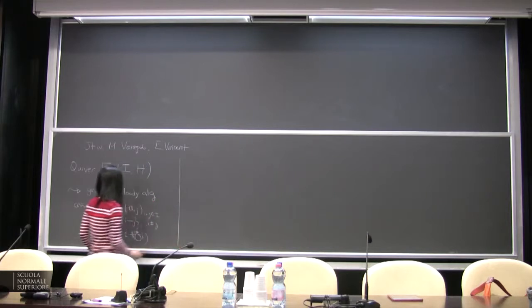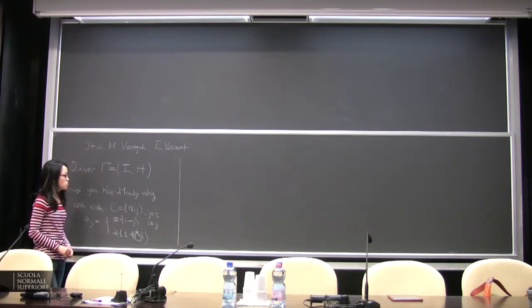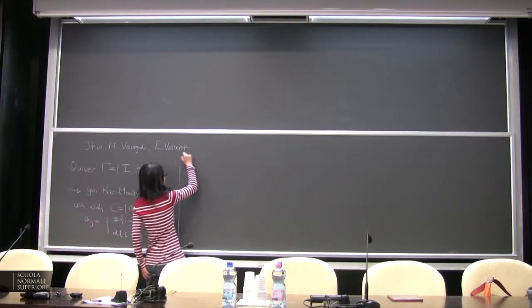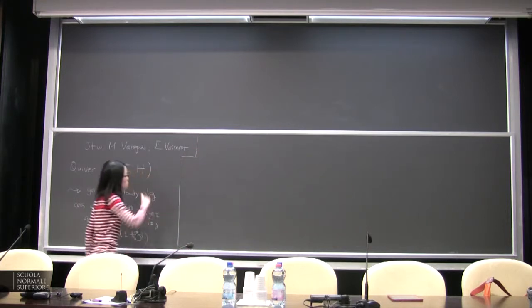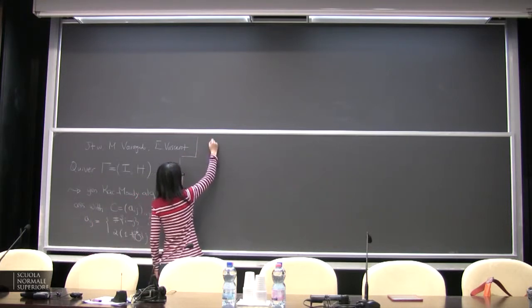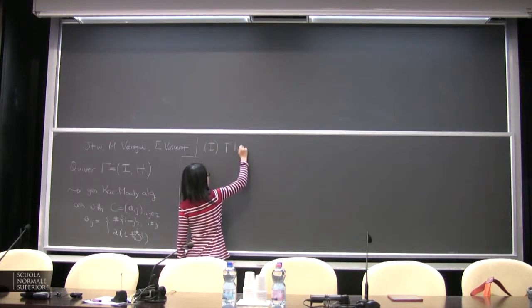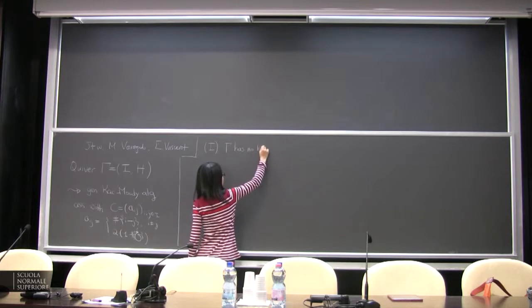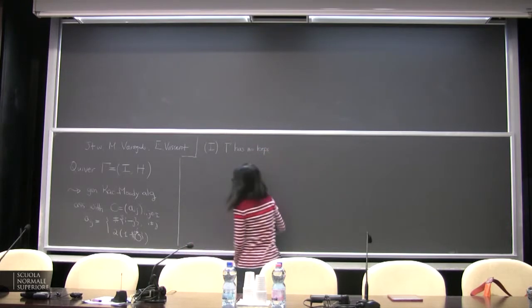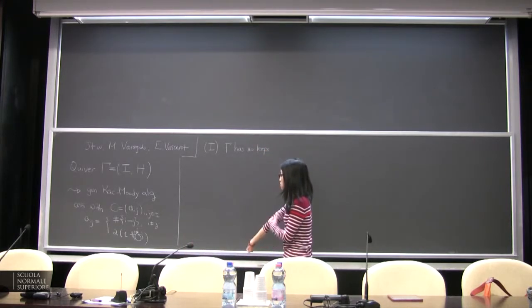Okay. And so today I will mainly focus on two cases. The story I'm going to tell might be more general, but I will refer to these two cases. So the first one is that the quiver has no loops. For your a_ij, the first row, shouldn't you have minus? Yes.